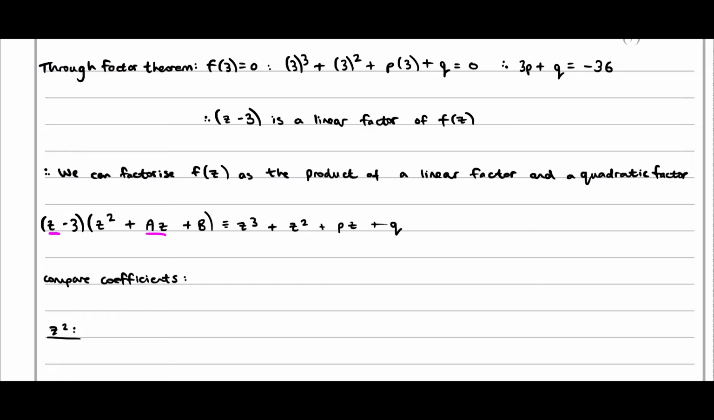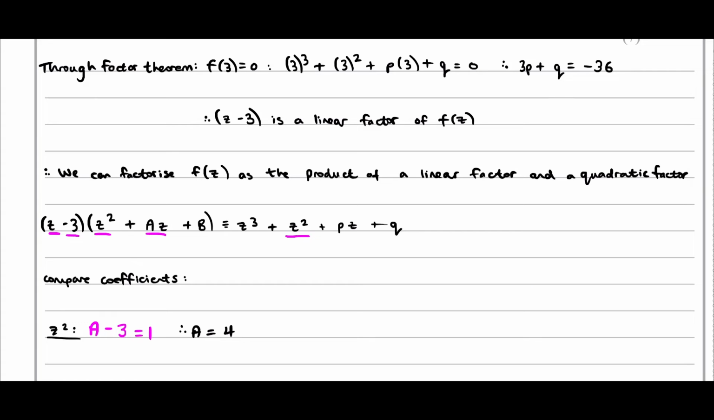If you compare the z squareds, we have a lots of them, and then we have minus 3 lots of z squared. So we have a minus 3. And on the other side, we have one of them. Of course, a is equal to 4. So let's just write this in black. A is equal to 4.